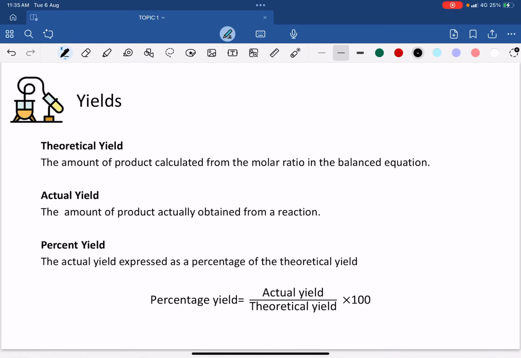Okay, now we're going to discuss yield. Yield is the amount of product that you gain from one experiment or one reaction. So there are three terms that you need to be familiar with. The first one is the theoretical yield. Okay, so what is theoretical yield? That is the yield that you get from your stoichiometric calculation.